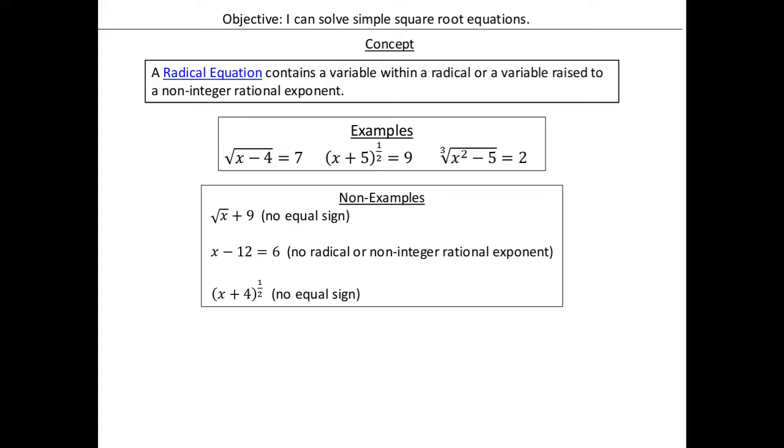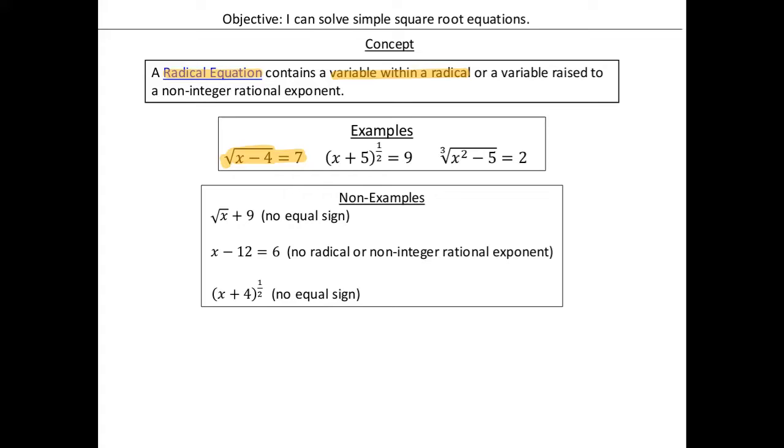All right, next that brings us to our concept slide. In our concept slide, we can see that we have a radical equation. A radical equation contains a variable within a radical. So I can see the variable is under the radical here, and it has an equal sign. So it's a radical equation. My variable is under the square root. So it's a radical, and then because of the equal sign, it's an equation.